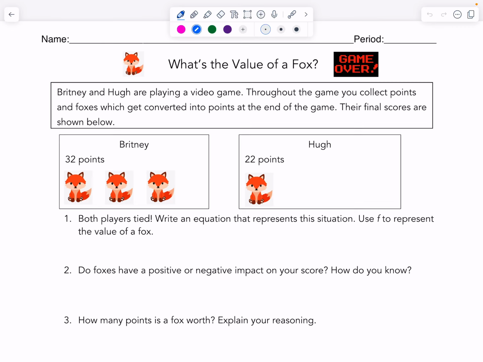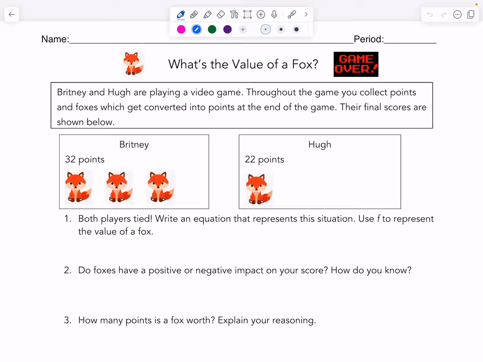All right, so what is the value of the fox? Again, with these types of lessons, I want you to try to pause the video and then double check and see if the answer you're getting is the same answer that I'm getting, because that way you simulate what we did in class. Okay, so what is the value of the fox?